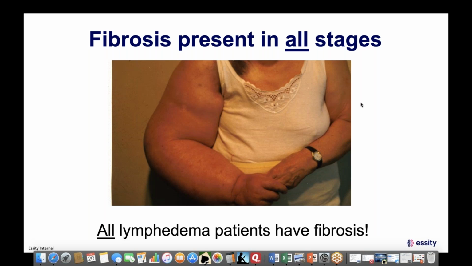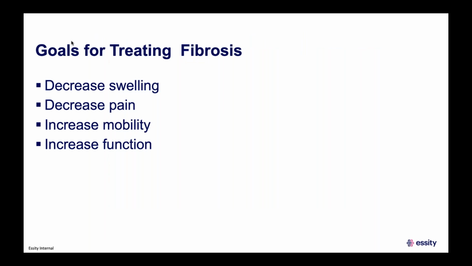So now that we've talked a little bit about what fibrosis can be, let's talk about our goals. I'm having difficulty advancing a slide. There we go. Okay, so our goals for treating fibrosis are to decrease the swelling so that we can get to the underlying fibrosis and treat it. We want to decrease pain. We want to increase mobility and increase function. Each patient is different, and each patient has different needs.